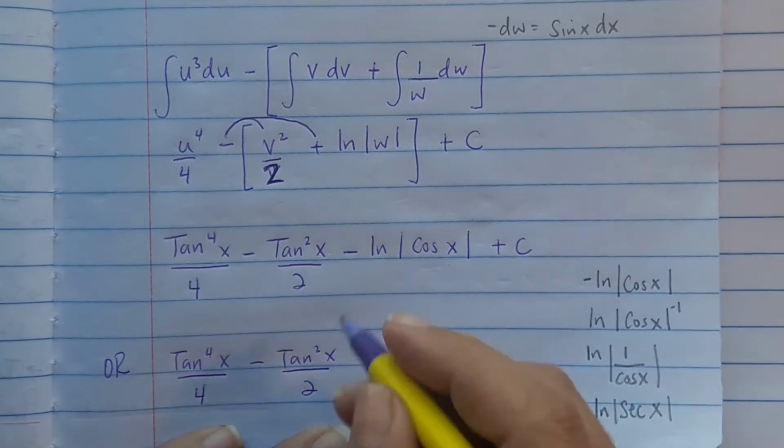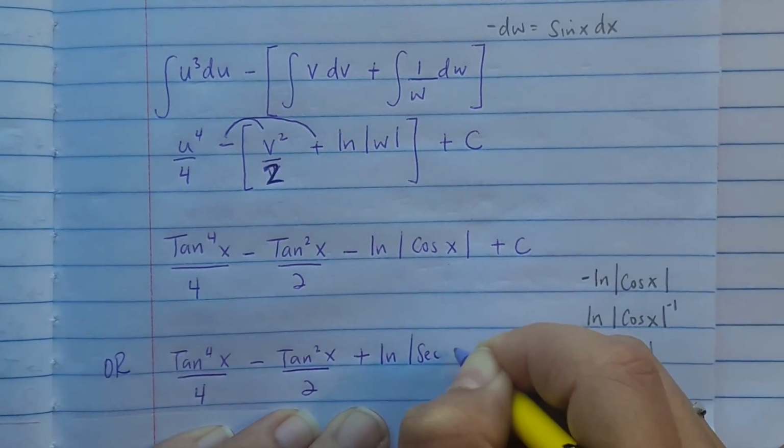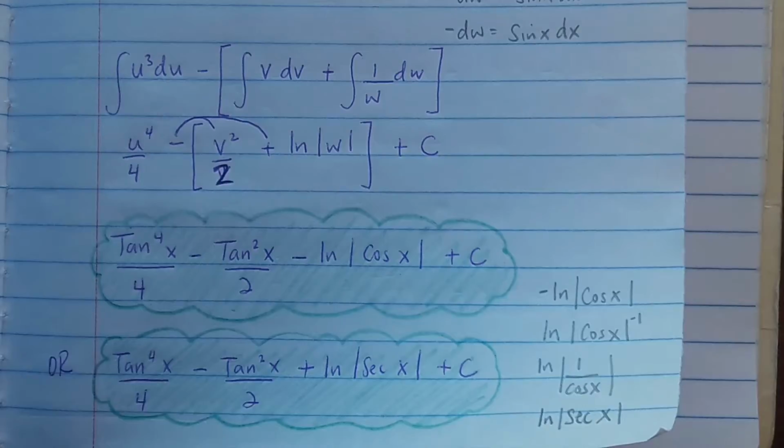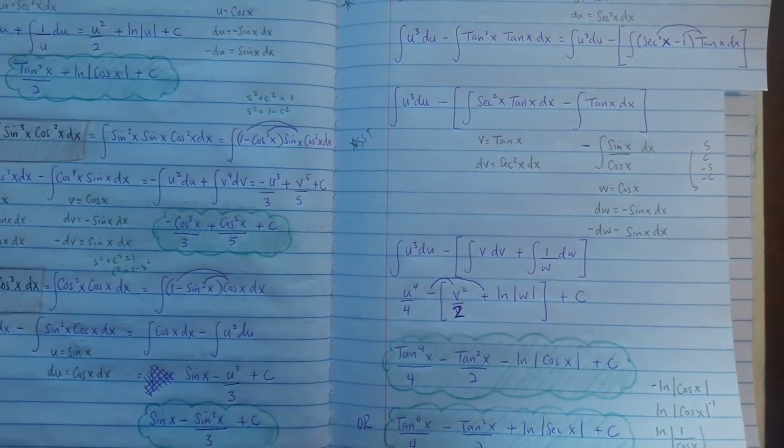So plus ln secant x plus c. Both answers are correct, just depends on what they're looking for. And that's pretty much it. So I know this is a lot. You have to practice.